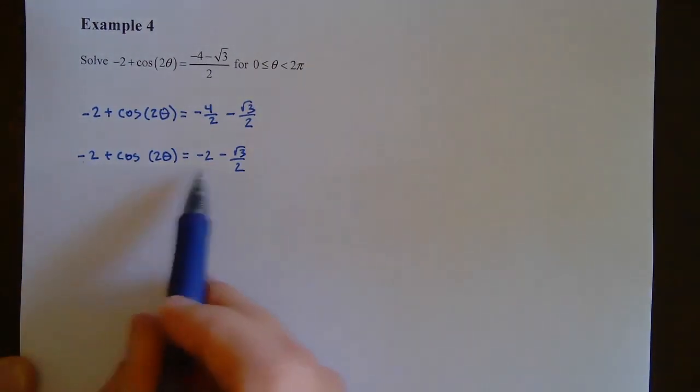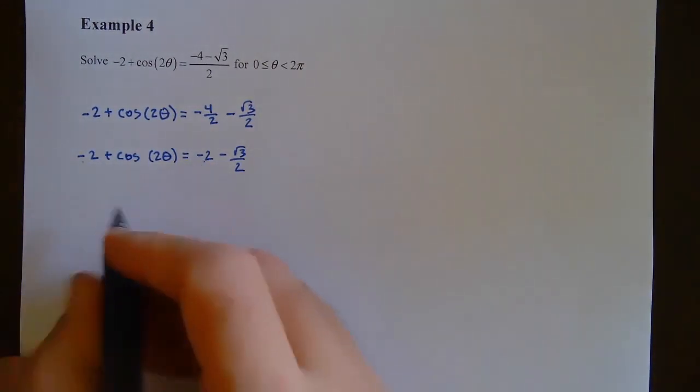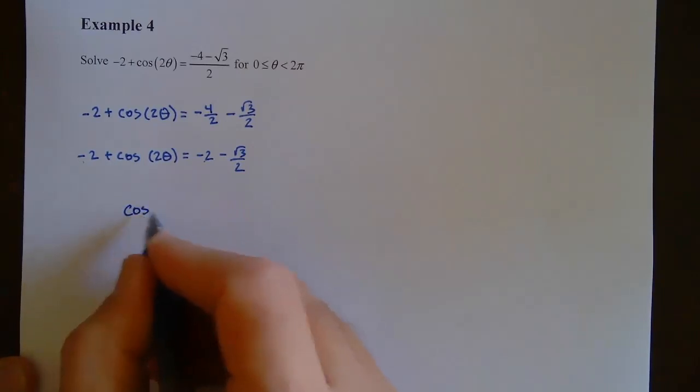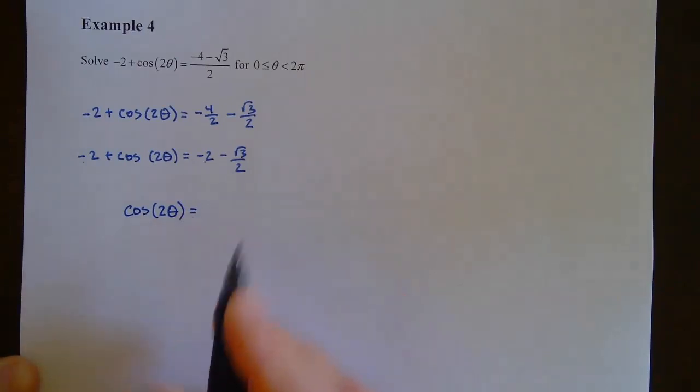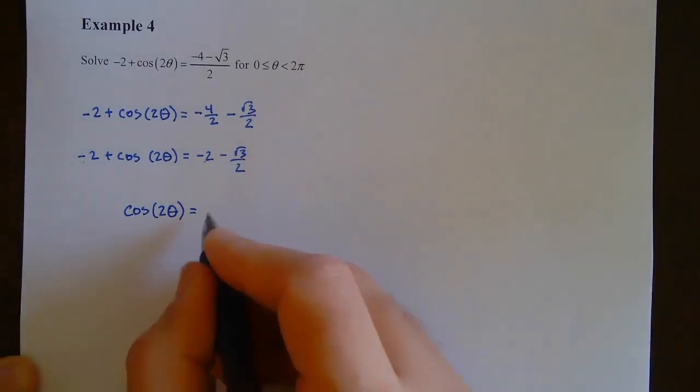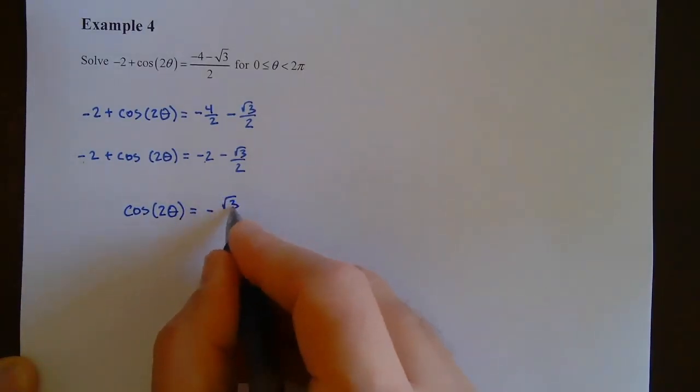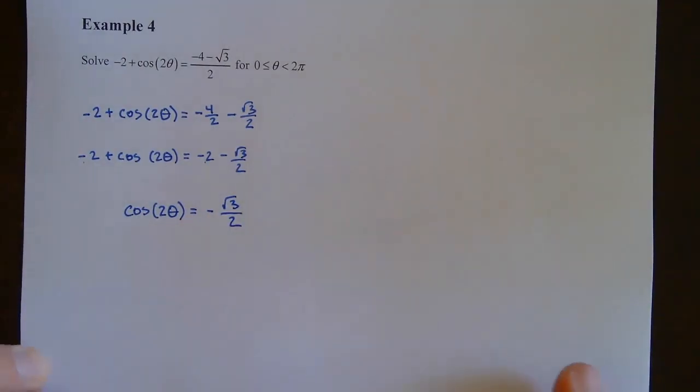So what happens now is that these two are going to cancel out, because we're going to add 2 here and we're going to add 2 here. So we get cosine of 2 theta is equal to negative square root of 3 over 2.